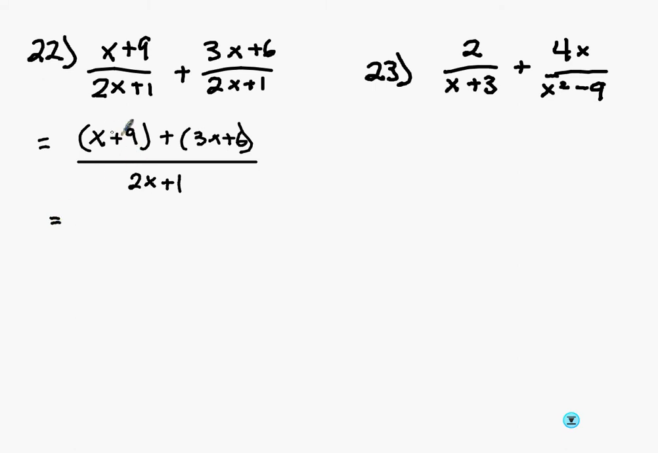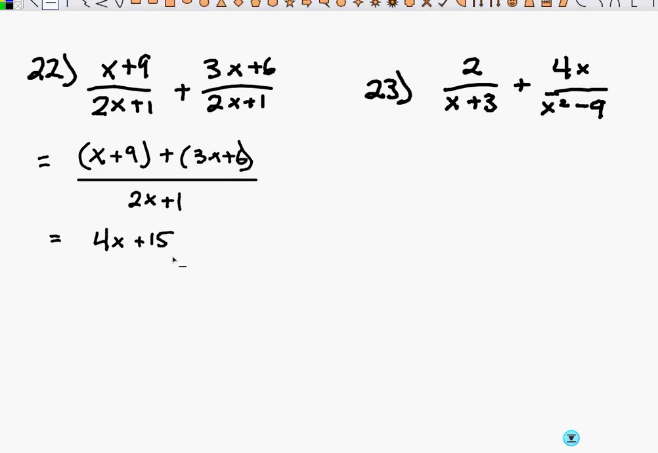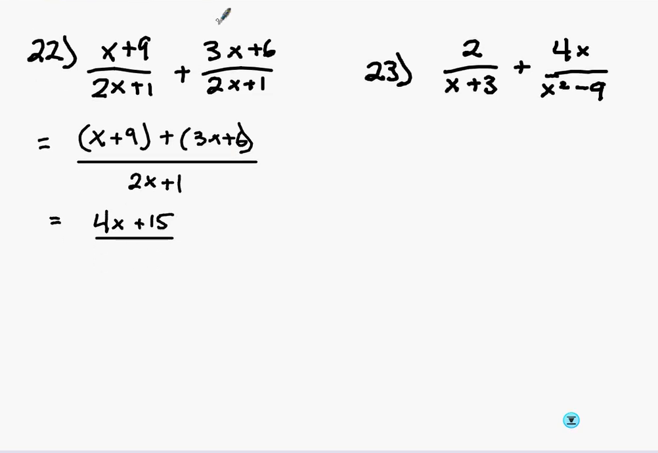Combining like terms, then, x plus 3x is 4x, and 9 plus 6 is 15. And again, this is over 2x plus 1. So now all we need to do is determine what values of x will cause this denominator to go to 0. All right? So we know that 2x plus 1 cannot equal 0.